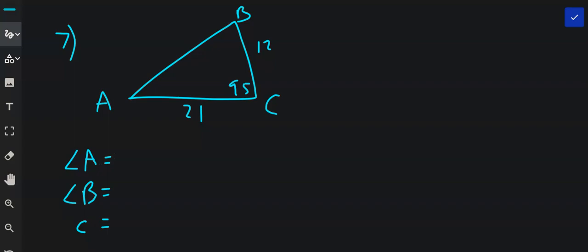Do we have a right triangle? Almost, but no cigar. Therefore, we will not be using SOHCAHTOA. Do we have a known angle and a known opposite side so we could use the law of sines? We do not. Therefore, we will be using our backup plan, the law of cosines.